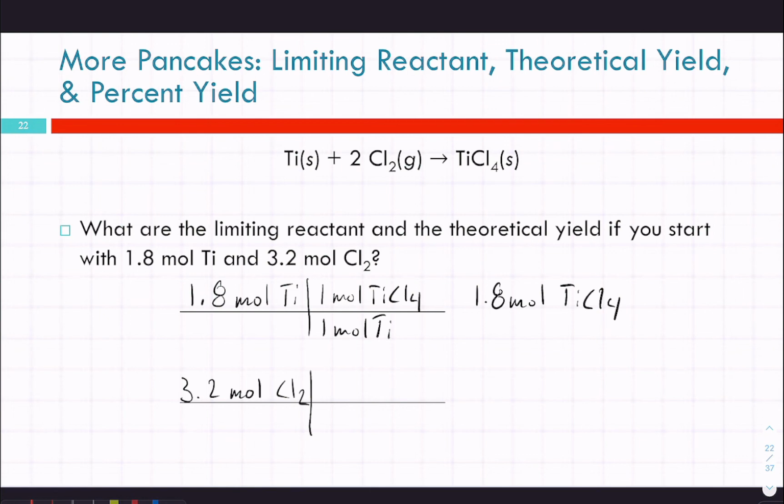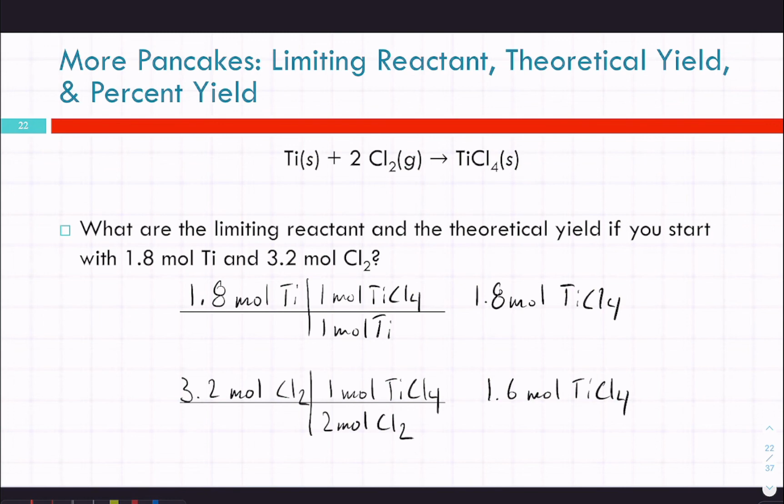Then for our chlorine to titanium chloride, again, the ratio is just the coefficients. So that ratio would be 2 moles of chlorine to 1 mole titanium chloride. Just taking those coefficients. And then we get 3.2 times 1 divided by 2. So there's going to be 1.6 moles of titanium chloride.